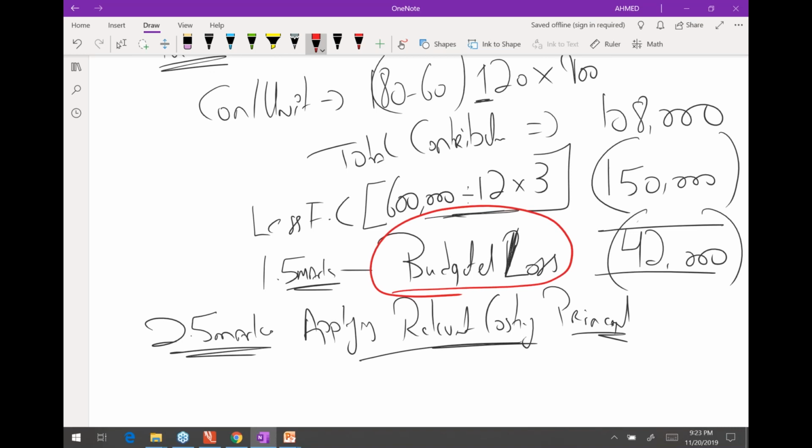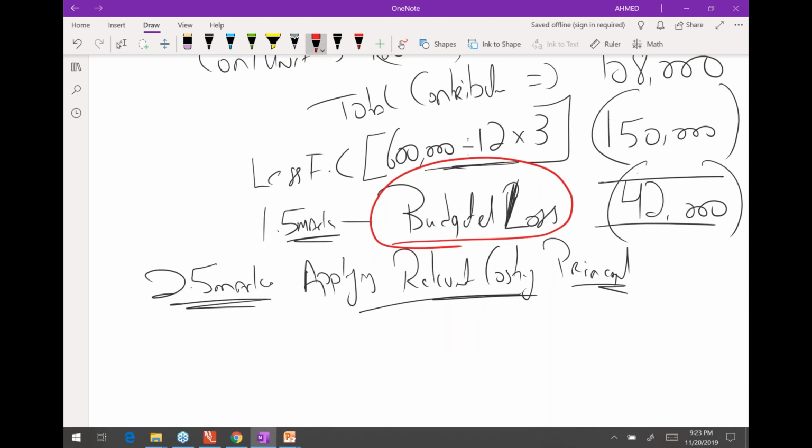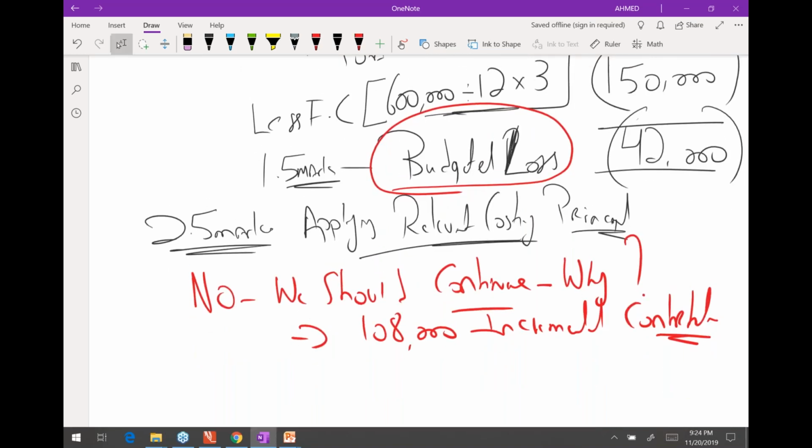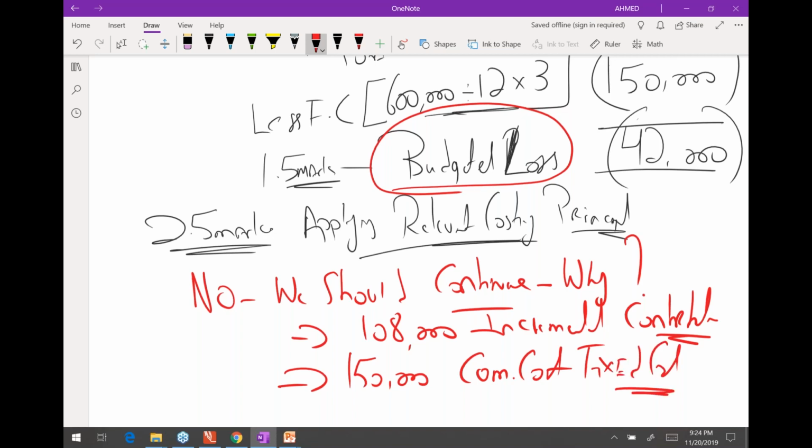So, should we close for quarter one? The question is, should we close for quarter one? So, the answer is no. We should continue. Why should we continue? Because this 108,000 is an incremental contribution. And this 150,000 is a committed fixed cost. It will be incurred irrespective.